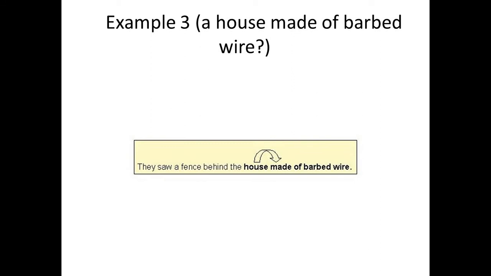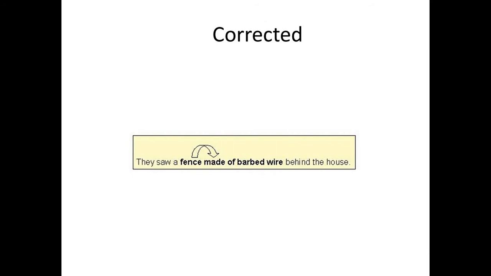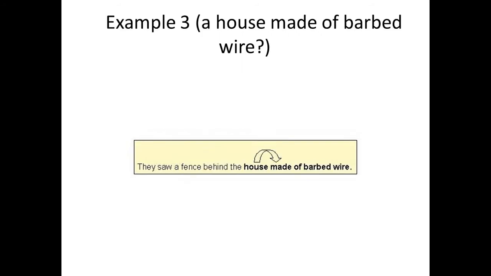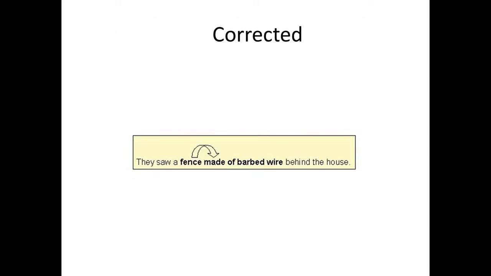Example number 3 is here, a house made of barbed wire. They saw a fence behind the house made of barbed wire. Now look at here, the corrected one. They saw a fence made of barbed wire behind the house. Now look at example number 3 and the corrected one again. They saw a fence behind the house made of barbed wire. The corrected one: they saw a fence made of barbed wire behind the house.